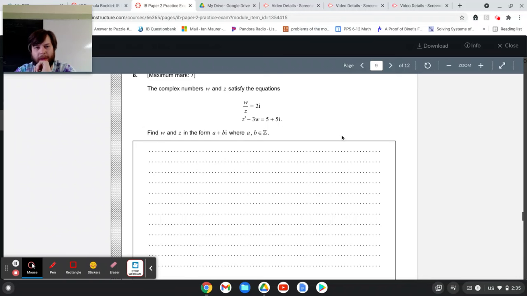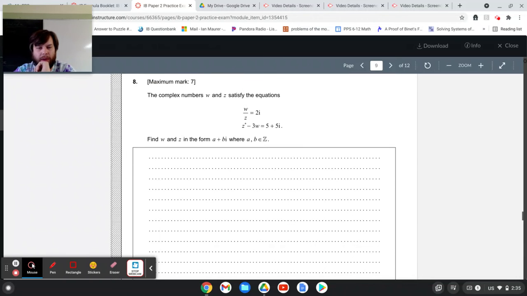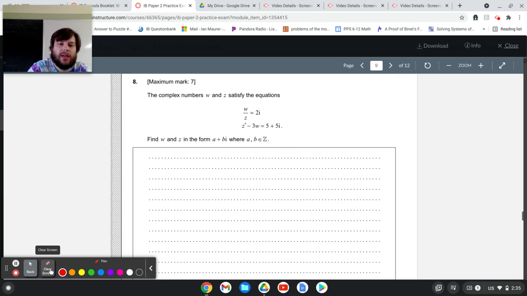All right, here's problem 8 about complex numbers. What I want you to think about is it's a system of equations. You've got two unknowns, w and z, and two equations. So you should be thinking of doing either substitution or elimination on this problem. And I noticed that the first equation here is almost ready to be substituted.